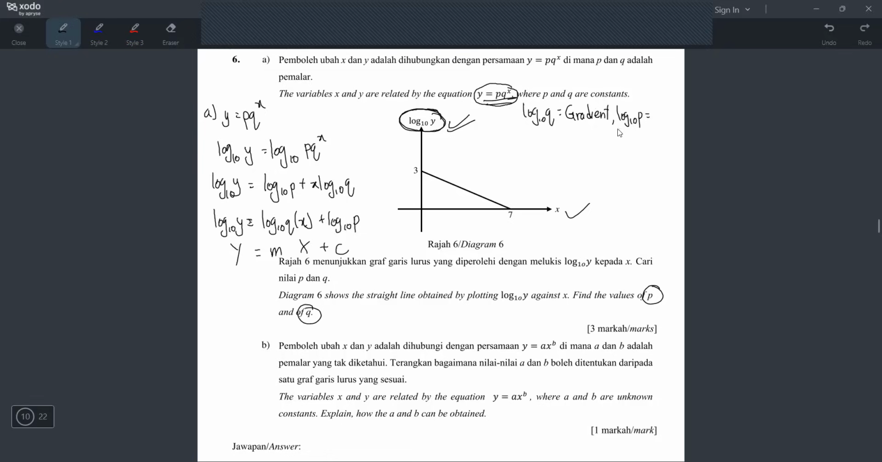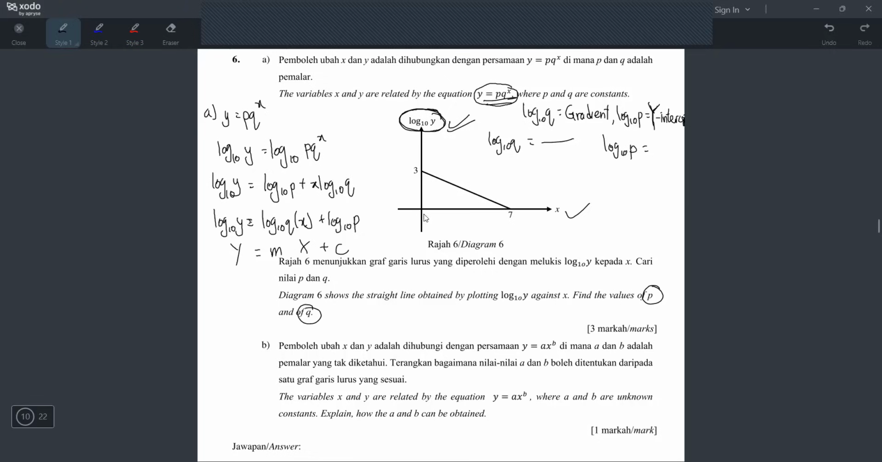But when you write the y-intercept, you cannot write small y-intercept. You have to write a big, how to say, capital letter. Why do I have to write a big letter? Because this y is actually not y, it's actually log y, right? So that's why you have to write a capital letter. So now I just need to find my gradient, and I just need to find my y-intercept, and then we can find my p and q.